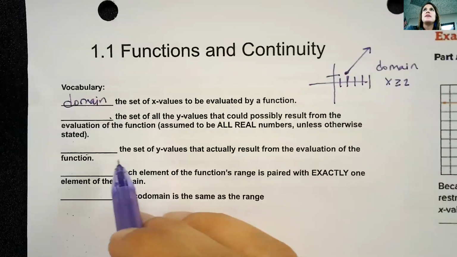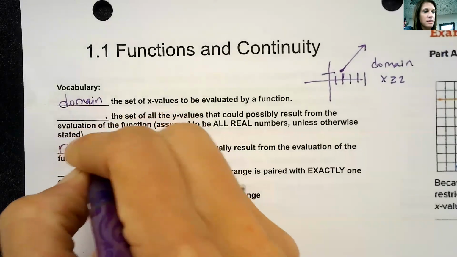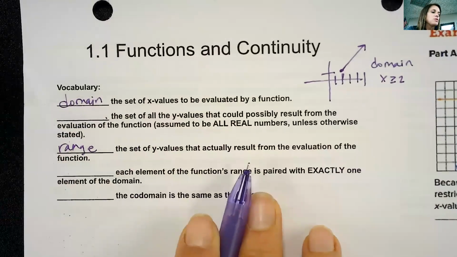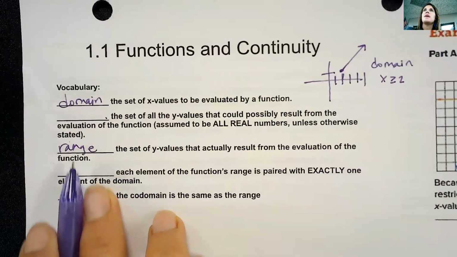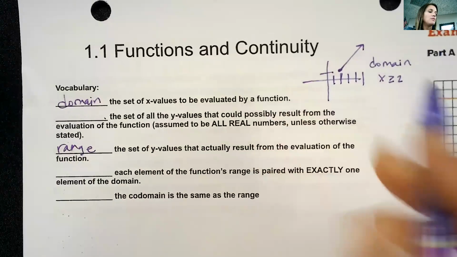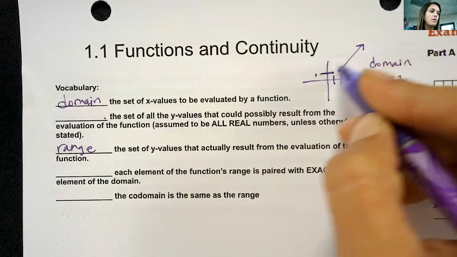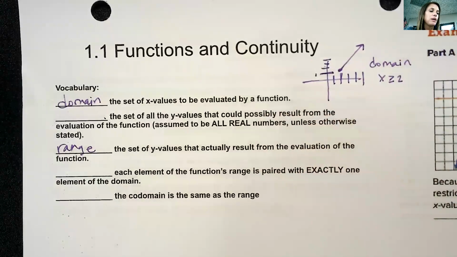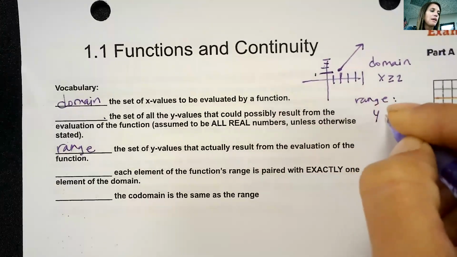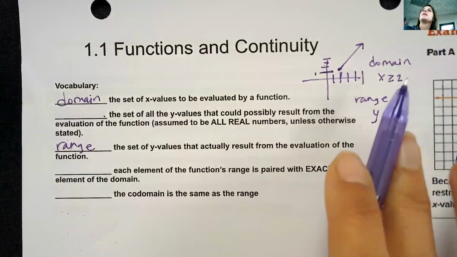The other main one of these that we're going to deal with is the range. I'm going to skip that second one for just a minute. I'll come back to it. The set of all the y values that actually result from the evaluation of the function is the range. Range is the y values. So starting here at 1, and then the graph is going up. Again, y gets bigger as we go up. So the range of this one would be y is greater than or equal to 1. Okay, so that's where we get our domain and our range from.